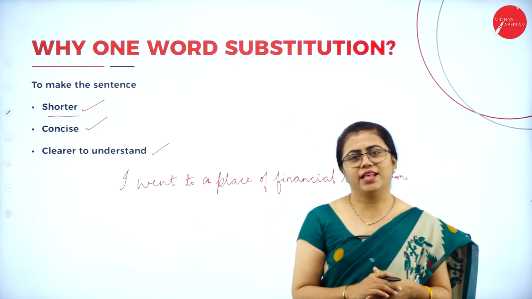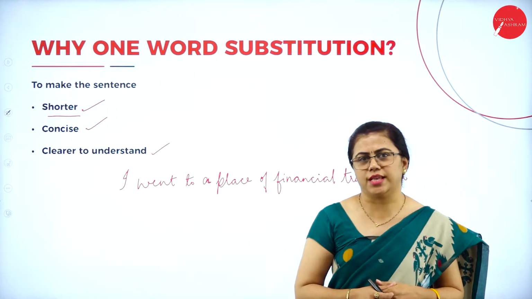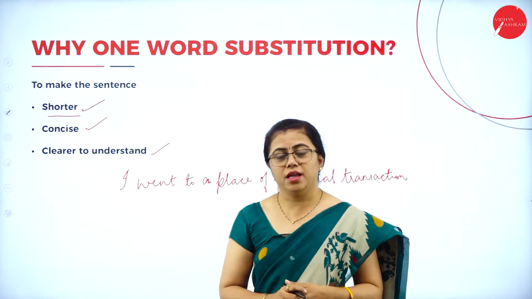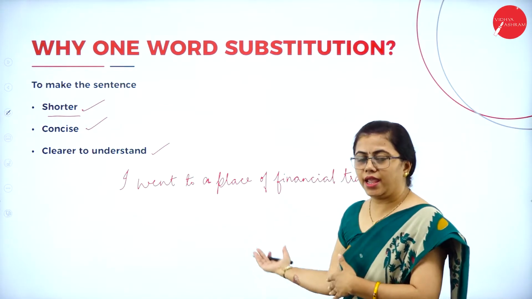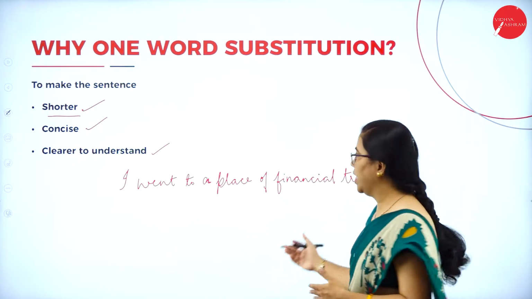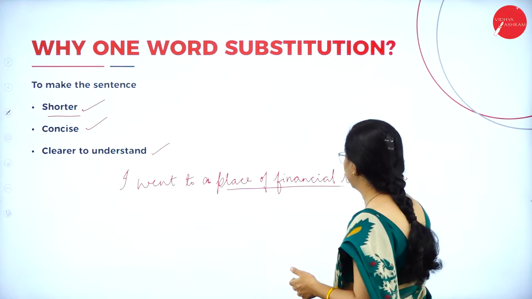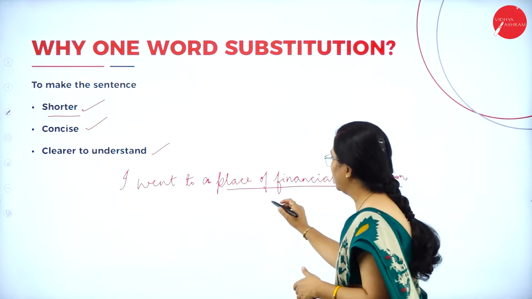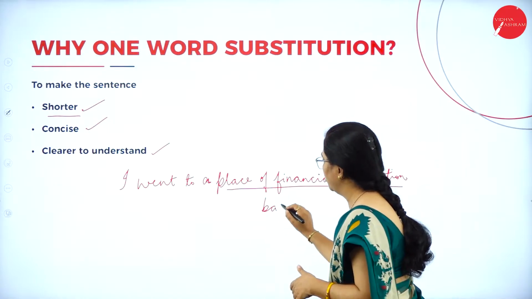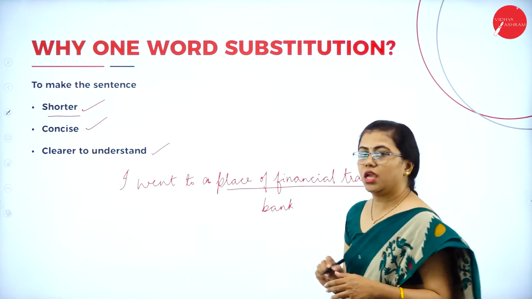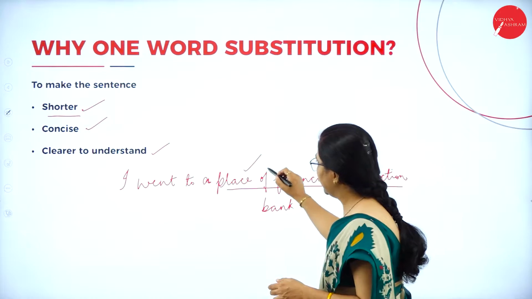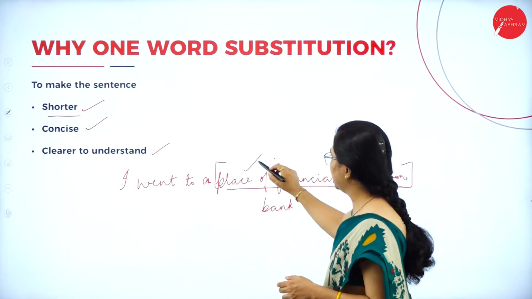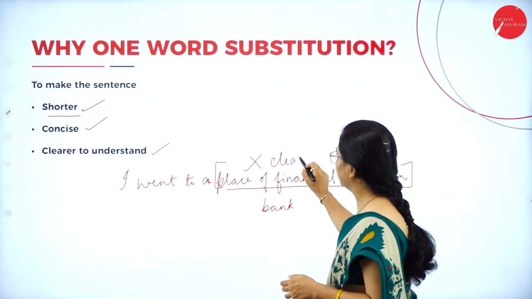So what is it? There are so many places where financial transactions happen. Even in school, it happens. Accounts department, it happens. But what I wanted to say is I went to a bank. Okay, so by the phrase "the place where financial transaction takes place", I wanted to say that I went to a bank. So this phrase is not at all clear.